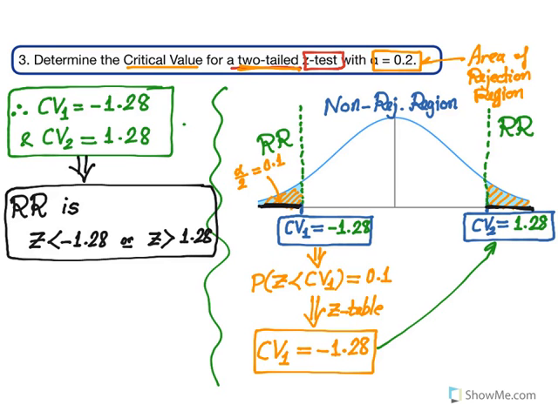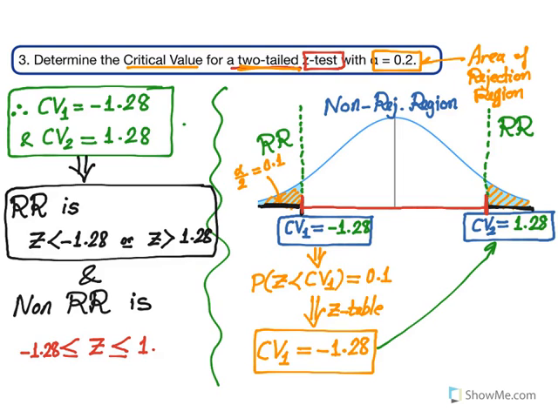Okay? And the non-rejection region in this case, and you notice it's the one between the two, is anything from here to here. So let me use a different color. Let's use red. This is the non-rejection region, anything here. How do we describe it mathematically? It's any z that is between the two critical values, between the first one, negative 1.28, and the second one, 1.28. So this here is our non-rejection region.